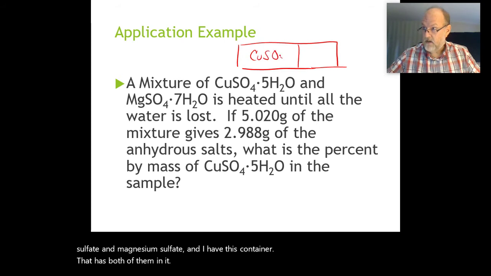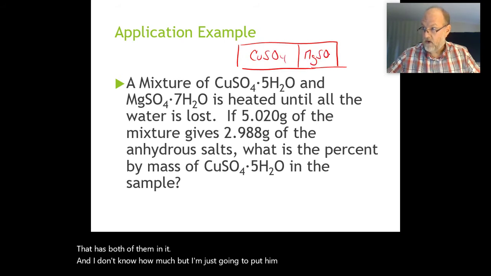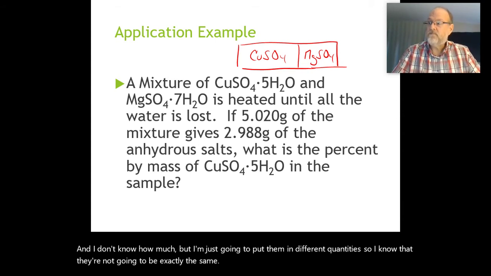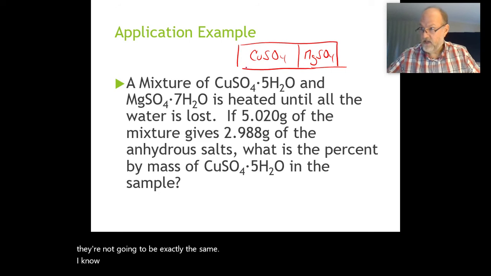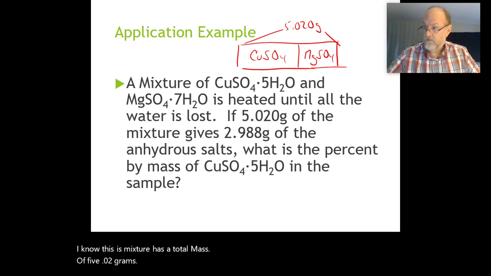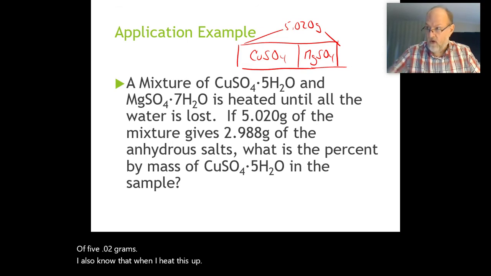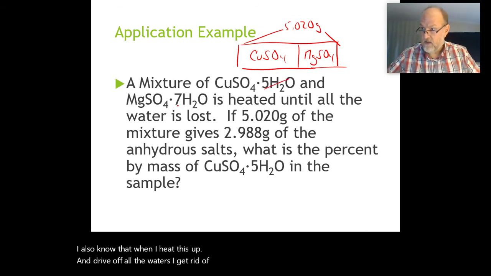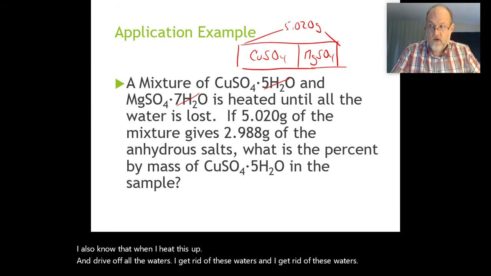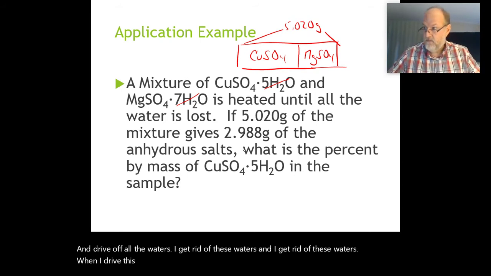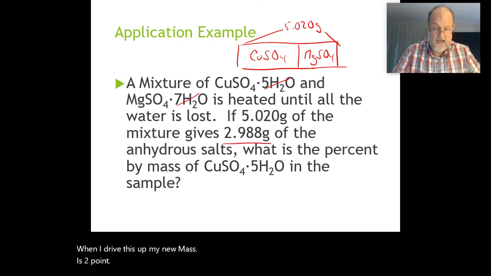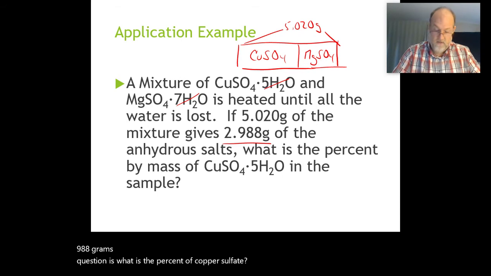And I don't know how much, but I'm just going to put them in different quantities so I know that they're not going to be exactly the same. Okay? I know this mixture has a total mass of 5.02 grams. I also know that when I heat this up and drive off all the waters, I get rid of these waters and I get rid of these waters. When I dry this up, my new mass is 2.988 grams. Question is, what is the percent of copper sulfate by mass in the mixture?